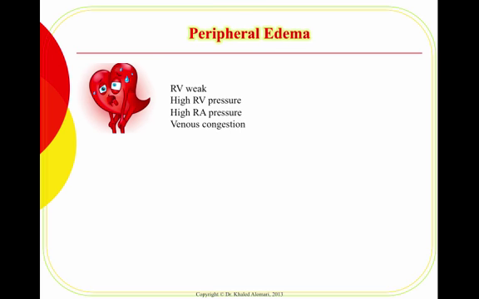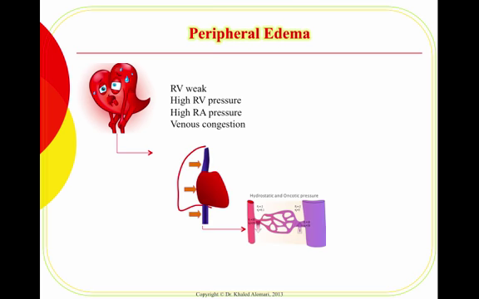The other type is the peripheral edema. Again, the increase in pressure in the right side of the heart will travel to the vena cava, to the jugular, to the hepatic, to the splenic, and to the peripheral veins. As a result of increased pressure and congestion in these blood vessels, the water will move from the blood vessels to the interstitial space, and that can lead to edema.